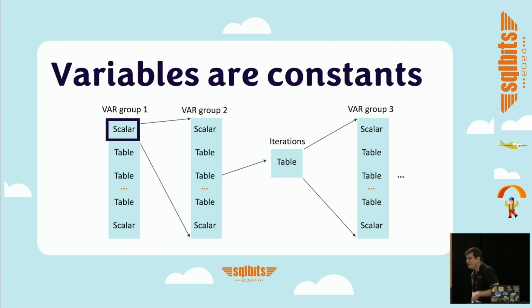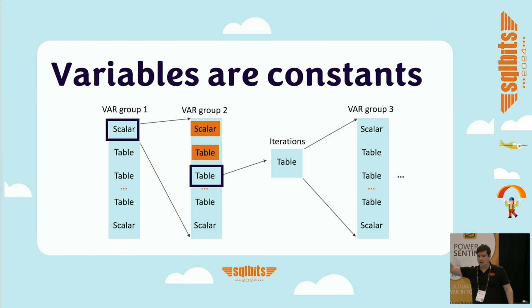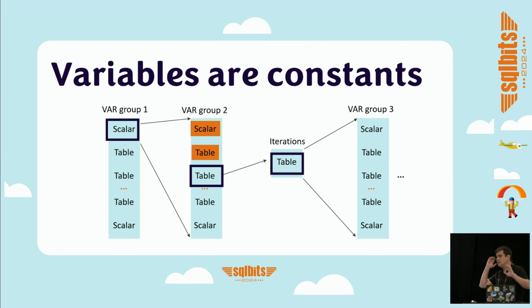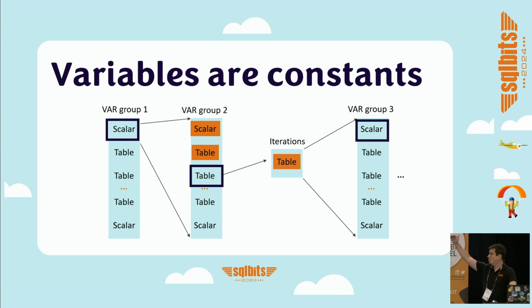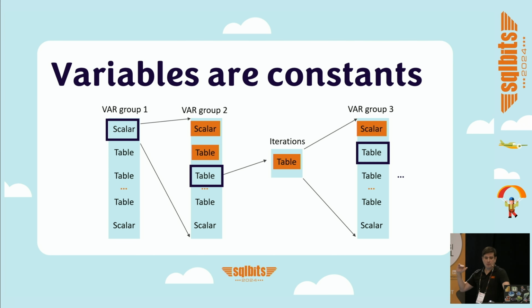Okay, we already said variables are constant once they are evaluated. But let's focus on that scalar value on the first var group that we just created. I evaluate the first. I might evaluate the second, the third. The order might be different, okay? Because of that lazy evaluation, we can skip some. But when I hit the iterator, I can create an expression for that base table, and then I go to another var group and keep going.